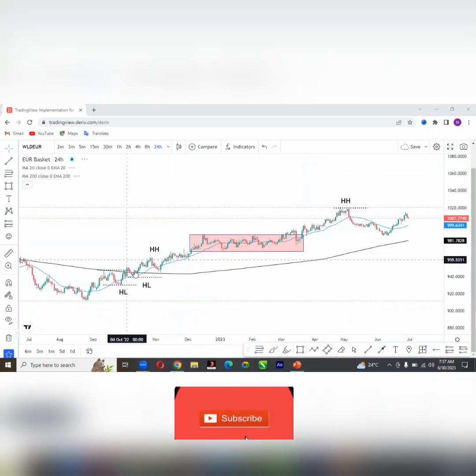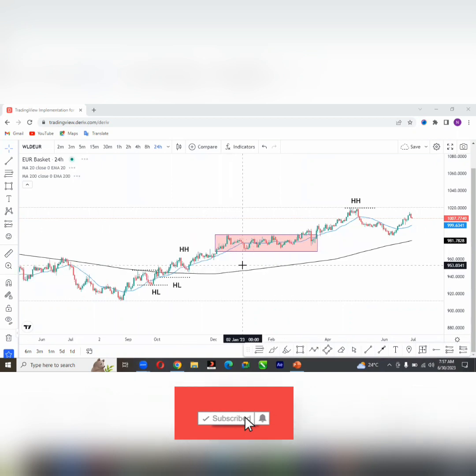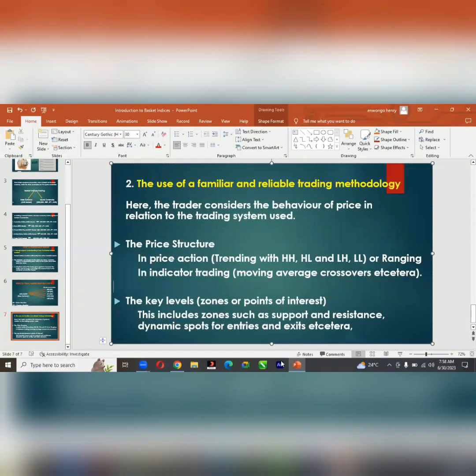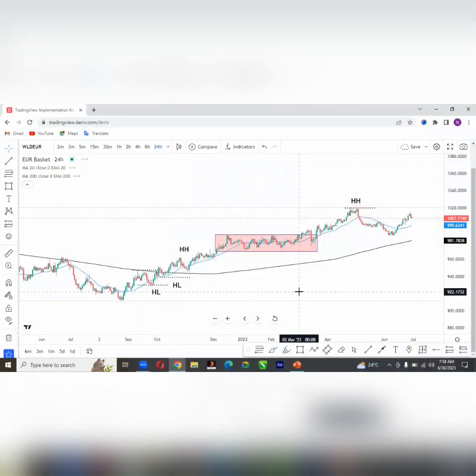All right, so this is just how people trade basket indices, either following price structure, higher highs and higher lows in a trending market, or lower highs and lower lows, or they range it and then they trade the upper and lower boundaries, or they use an indicator such as moving averages to trade. And either of these two comes with what we call key levels, zones, or points of interest. So let's look at zones in price action and zones in indicator trading using moving averages, because those are the two successful ways every professional trader trades using these methodologies.